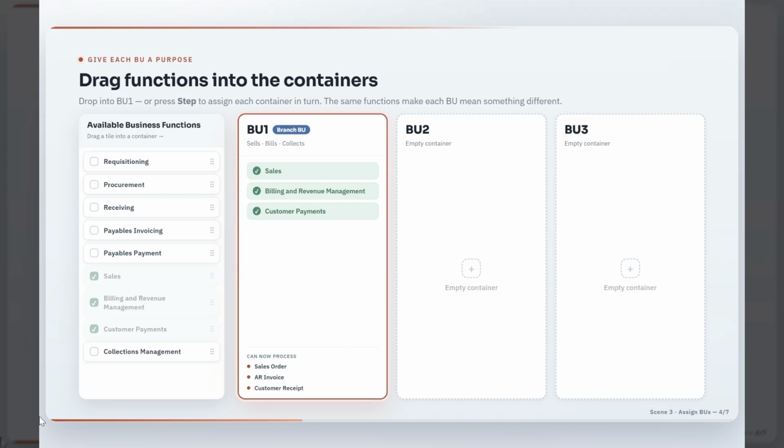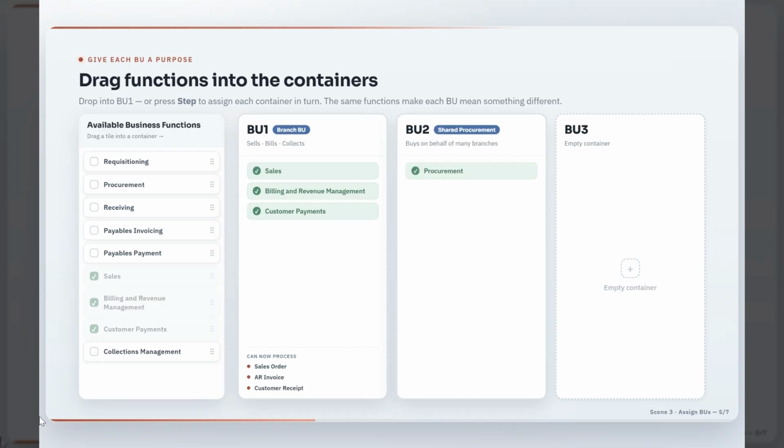Now consider BU2. We assign only the procurement function. BU2 may not represent a shop, warehouse, or branch at all. It can represent a central procurement team that negotiates with suppliers and creates purchase orders on behalf of several operating branches. BU2 is therefore a shared procurement business unit.